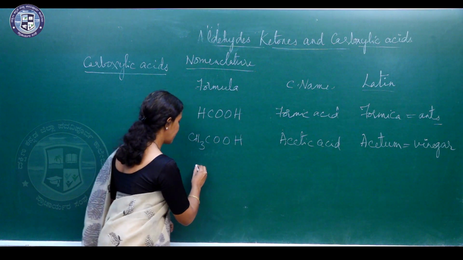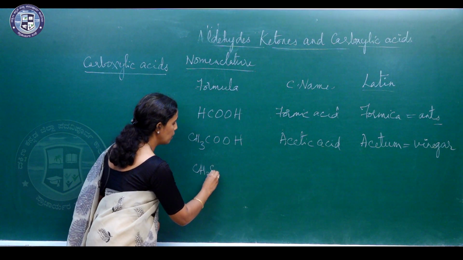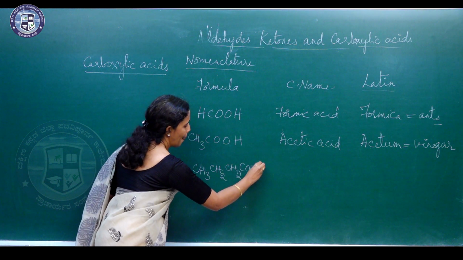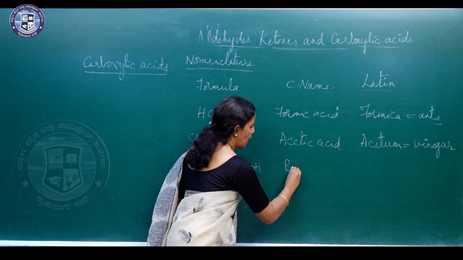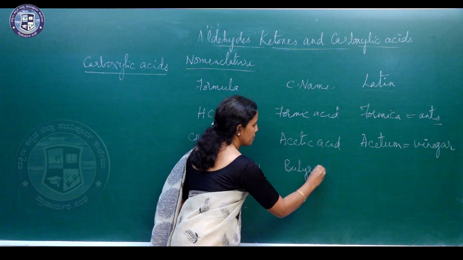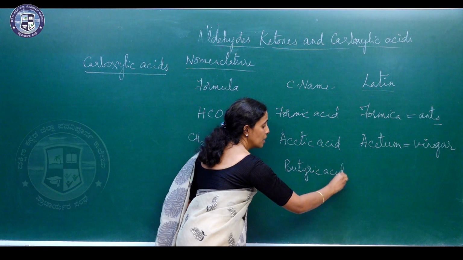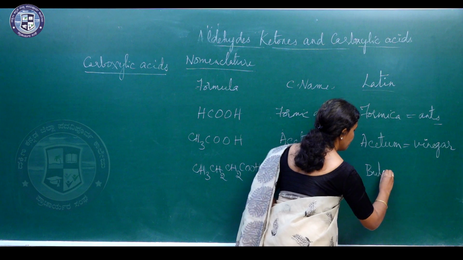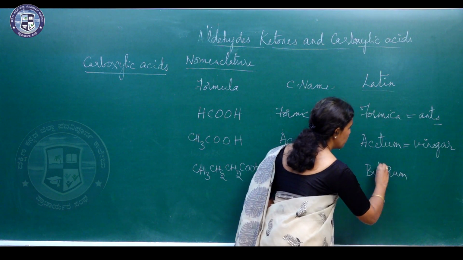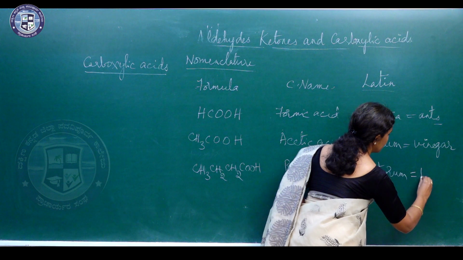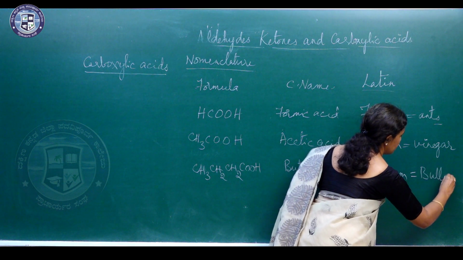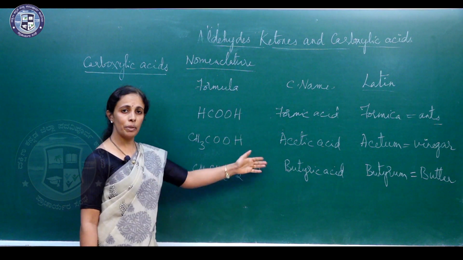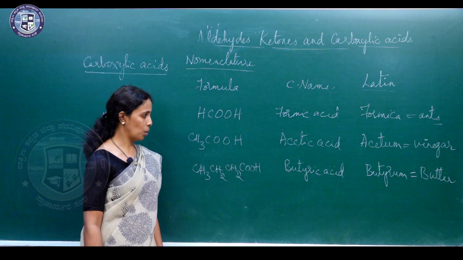Similarly, we will take another compound, CH3CH2CH2COOH. This is called butyric acid, because it is derived from the Latin name butyrum, which means butter. This is how common names are given to organic compounds.